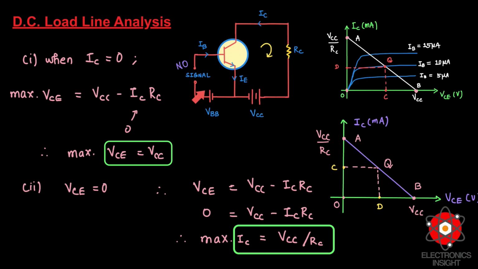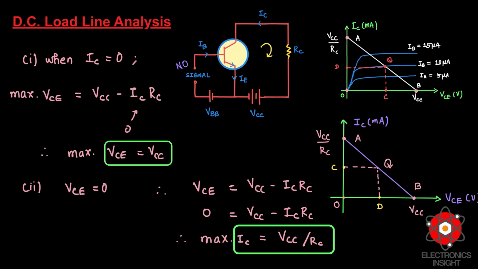So that is why we call the zero signal values of IC and VCE the operating points, or the Q points, for the transistor. So this estimation of Q points was a core objective for the output characteristics analysis. For that, we have taken a convenient method called the DC load line.